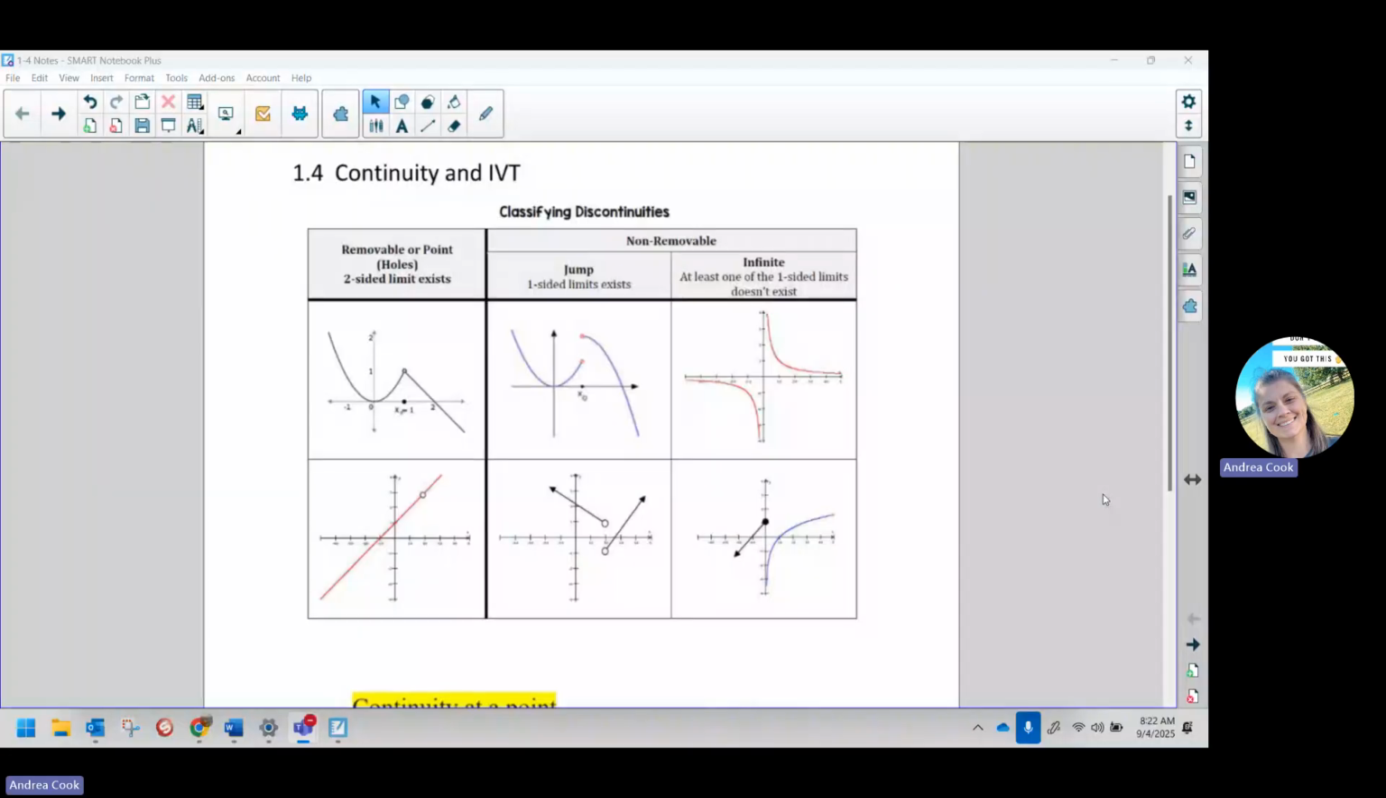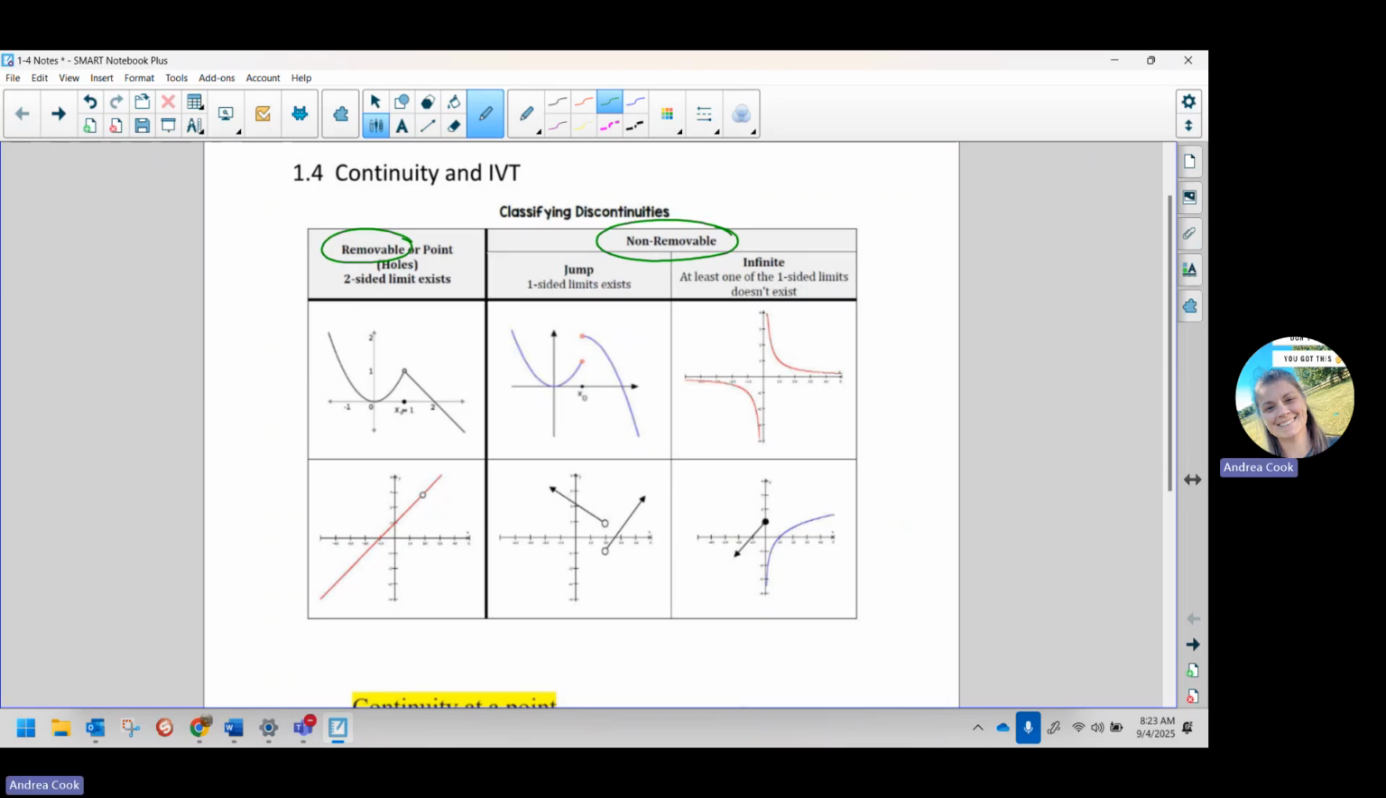Discontinuity is a fancy way of saying: is a function continuous? Okay, so we have to talk about classifying discontinuity. A discontinuity is a location where the graph is not continuous. We have different discontinuities. They are either removable or non-removable. Those are your two big categories.